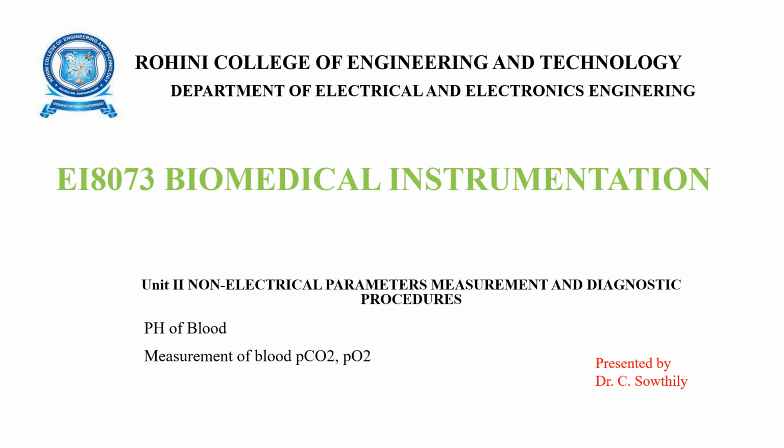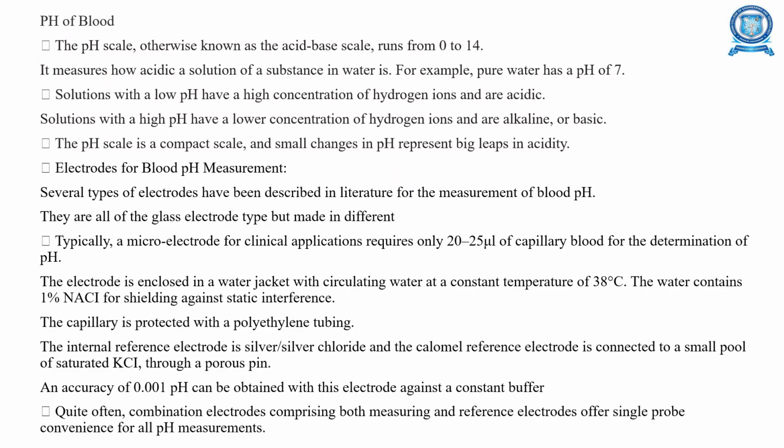So now we'll discuss the pH of blood, and the measurement of blood PCO2 and PO2. The pH scale is an acid-base scale that runs from 0 to 14, and solutions with a low pH have a high concentration of hydrogen ions and are acidic.